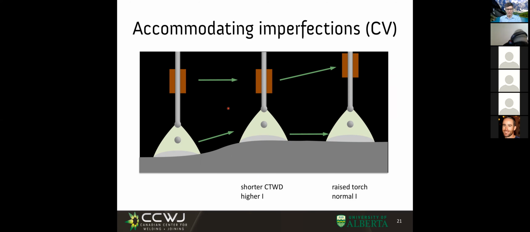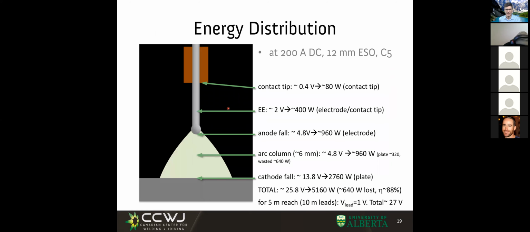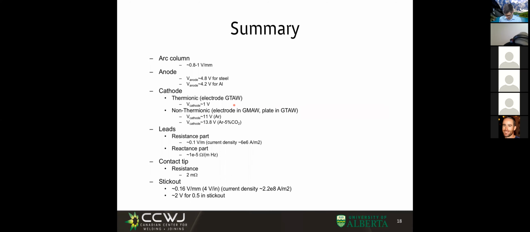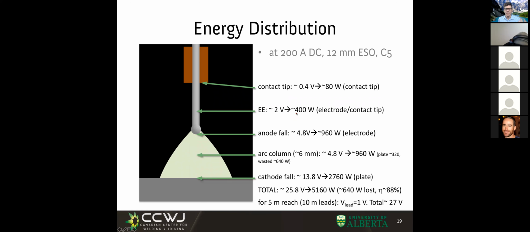I'll tell you more. There are theories that say, okay, let's say in this case we have aluminum wire, how much energy do you think you would spend in the electrode stickout? It would be a tenth, again, like 40 watts, right? So the electrode stickout in aluminum doesn't play much of a role in the energy balance.